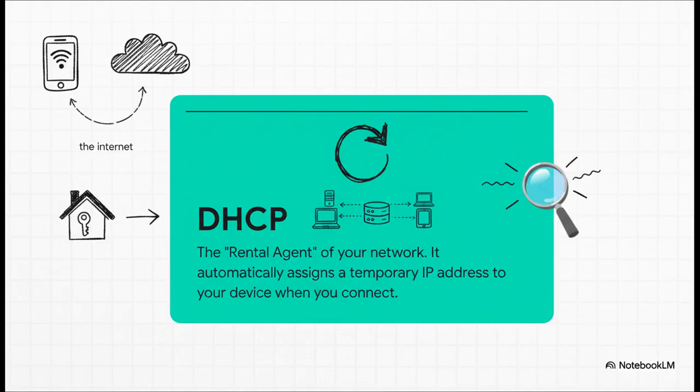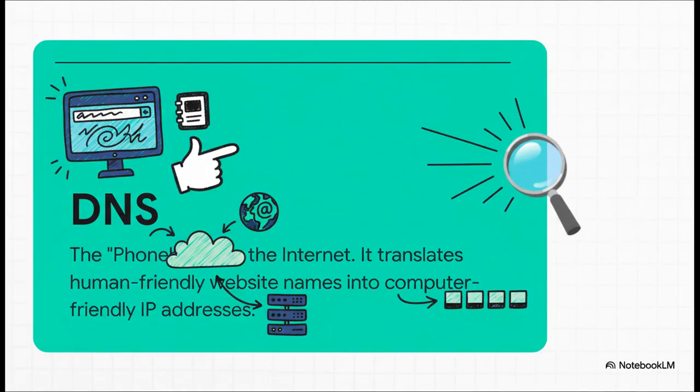This is where a little hero called DHCP comes in. DHCP, that stands for Dynamic Host Configuration Protocol, and it basically acts like your network's rental agent. It zaps a temporary, local IP address over to your device, so it has a valid return address for its big journey online. All right, so your device has its own local address. Check. But now it needs the address of where it's going.